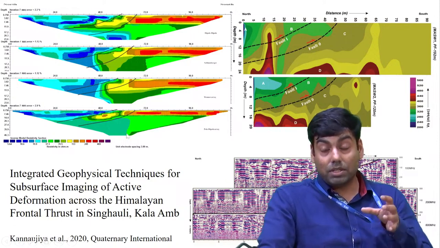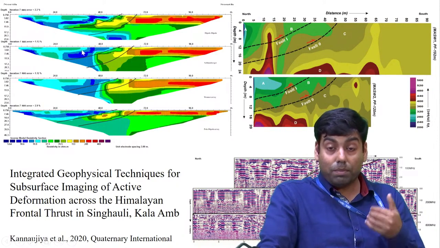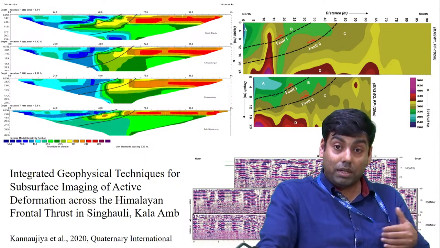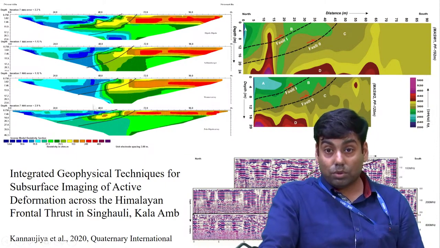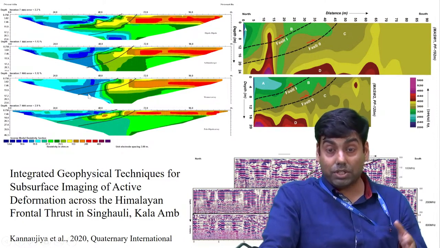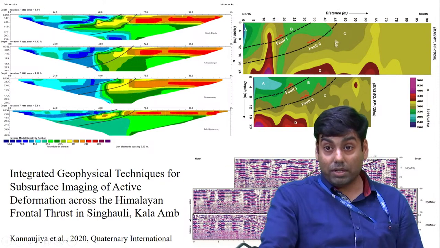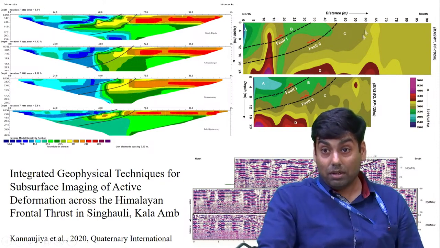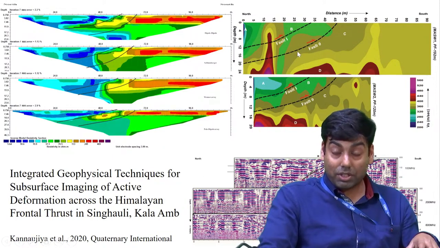If you get such contrast in the resistivity in your section, it means there could be a fault, discontinuity, lineament, or fracture. If you know the geology of the region, accordingly you can interpret. And here you can see the low velocity zone, or velocity variation. You can see the velocity is going down, and it is dipping in the northeast direction only.